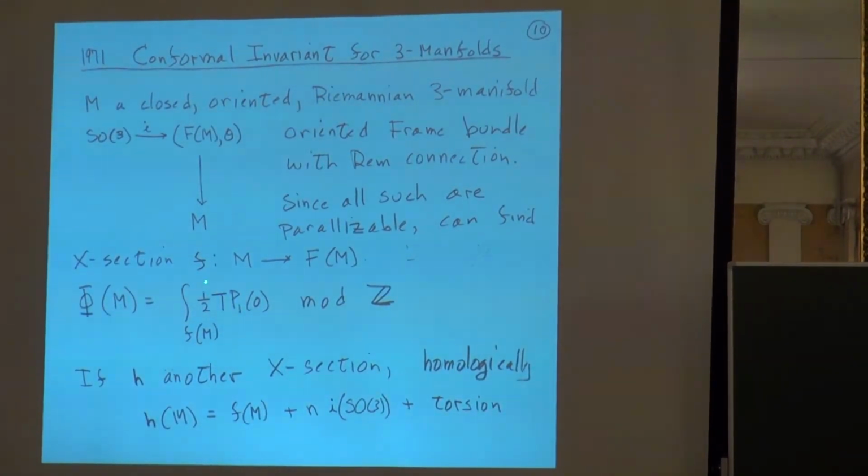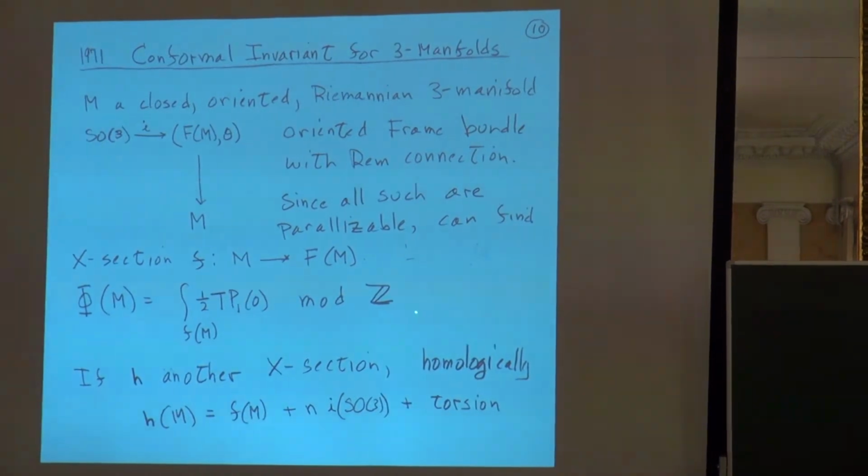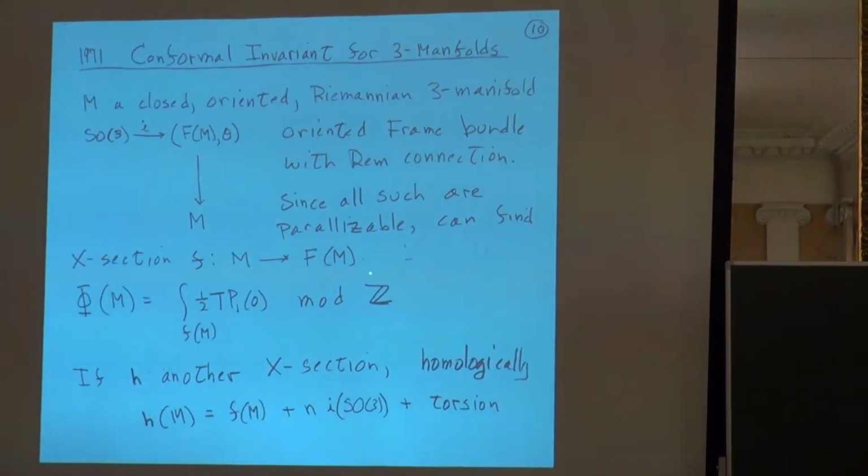And then I could say, I have this cross section up there. I'll integrate 1/2 TP1, because 1/2 TP1 happens to be an integer on the fiber. So I'm just going to integrate that and get a number, and I'll take it modulo the integers. Now, why do I take it modulo the integers? Because if I took another cross-section, homologically, that is just the original one plus some multiple of the fiber, plus perhaps torsion, although I don't even think there is any torsion, but maybe there is.